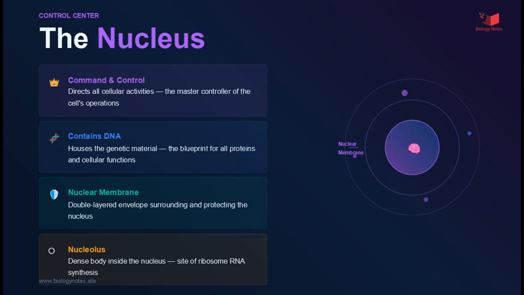The nucleus is the control center of the cell. It directs all cellular activities. The nucleus contains DNA, which carries genetic information. It is surrounded by a double-layered nuclear membrane. Inside the nucleus, the nucleolus helps in ribosome formation.